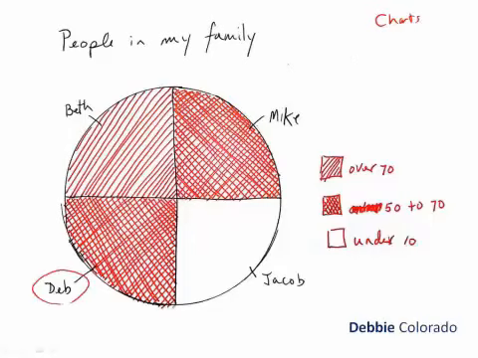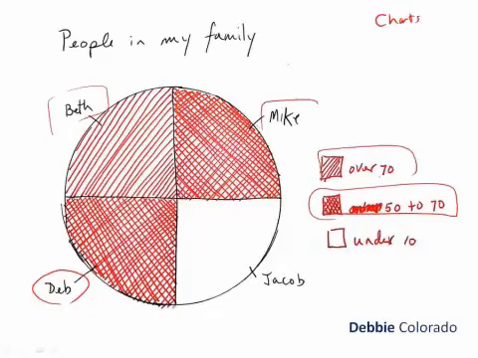So there's you over here, right, Deb? And I don't want to give away too much, but you've mapped it in. So between the age of 50 to 70, yep. You've got Beth, who's over 70. You've got Mike, who is of similar age, and then we've got Jacob down here, who is under 10. That's a wonderful little chart.